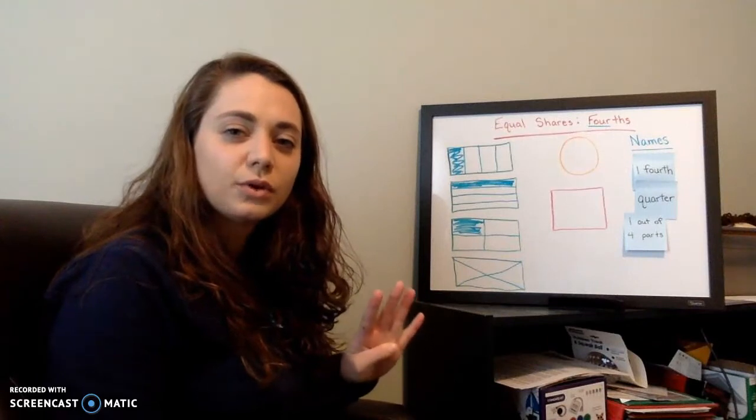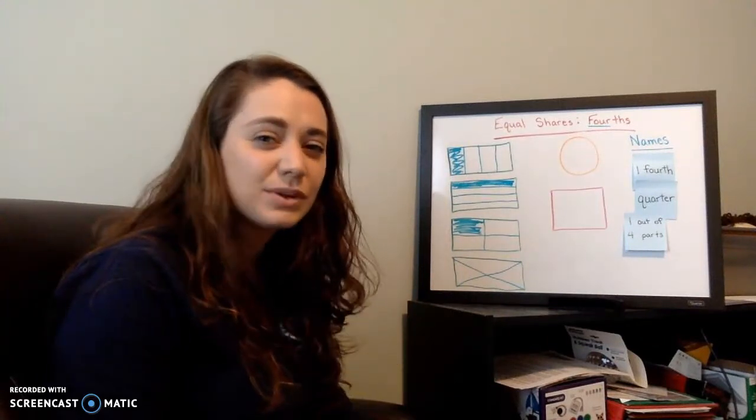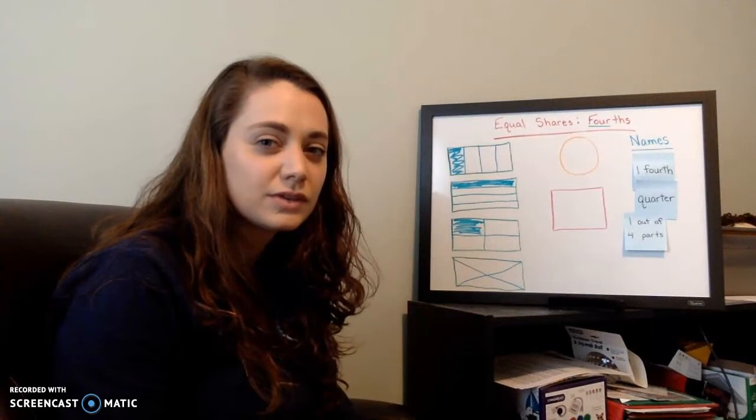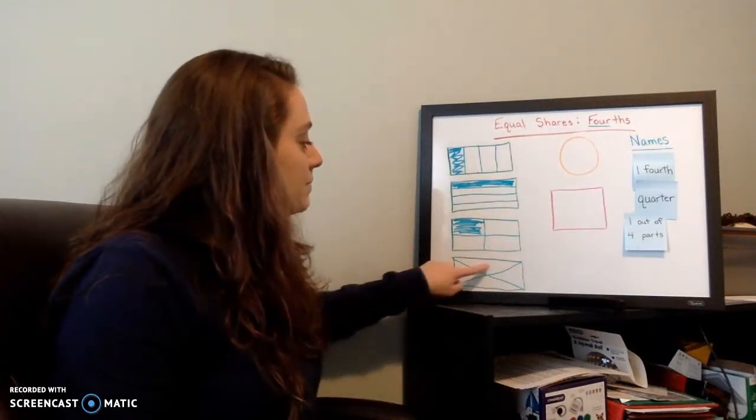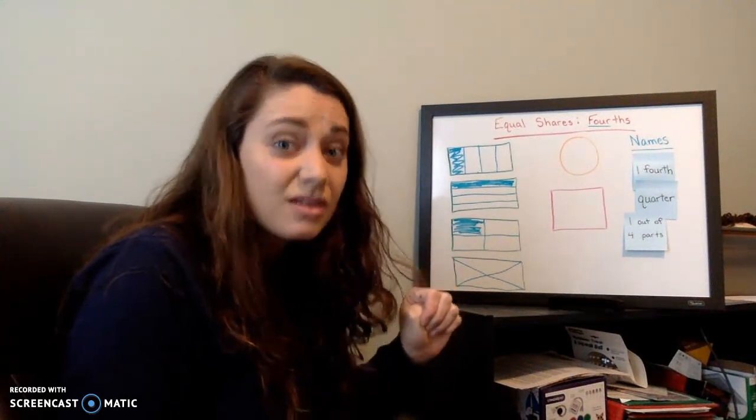So I split it into 4 parts. Do you know why that would not be 4 equal shares? Look at those shapes. I split it into 4 different triangles, right? Okay, they're all 4 triangles, but do those triangles look the same as each other?